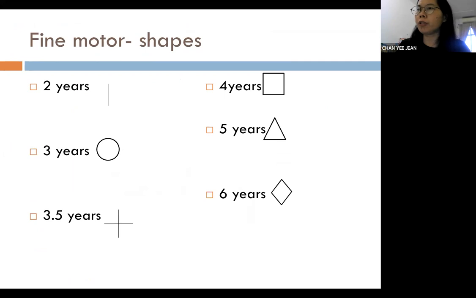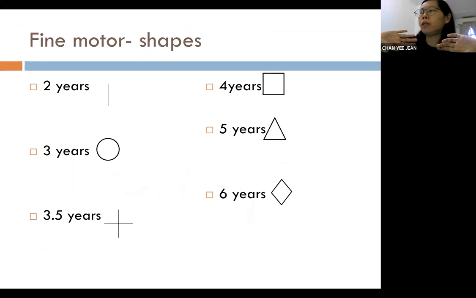So these are the shapes that they can draw. At 2 years, usually it's just a straight line. 3 years will be a circle. 3.5 years will be a cross. 4 years will be a square. Then a triangle and a diamond.